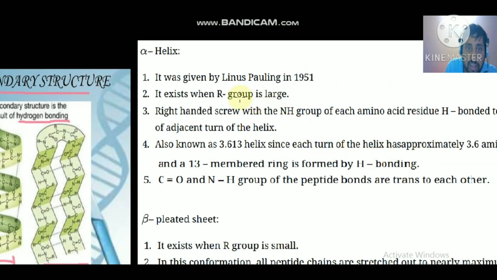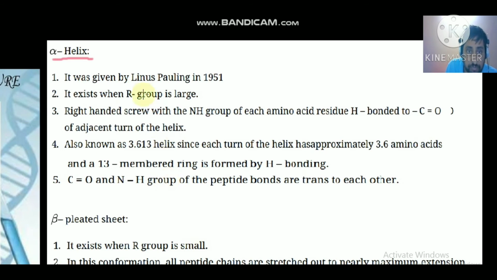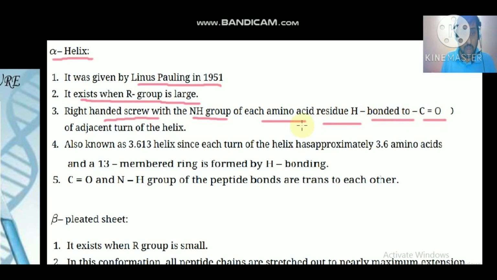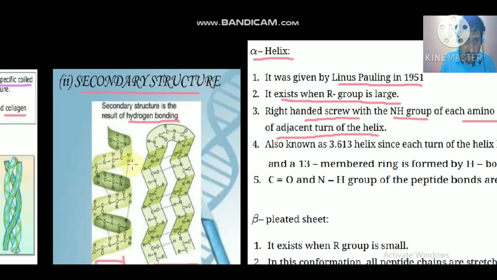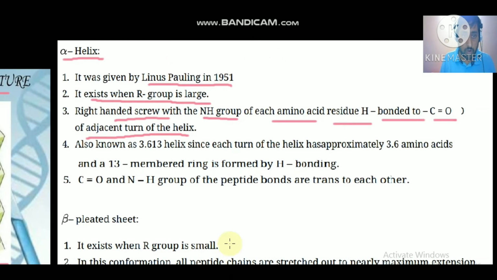First is the alpha helical form. So here we can say in the alpha helical form, it was given by Linus Pauling in 1951. Exists when R group is large. When the R group or alkyl group is large, then it is the right-handed screw with the NH group of each amino acid residue hydrogen bonded to the carbonyl group of the adjacent turn. Here you can see in the diagram, this is the hydrogen bonding, NH of this and the carbonyl of another. You can say this is the dotted hydrogen bonding. Also known as 3.6 13 helix.